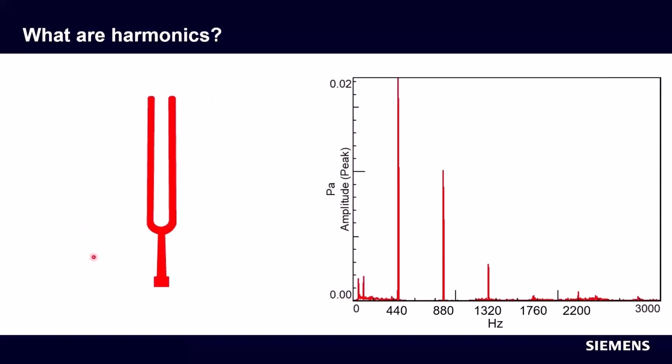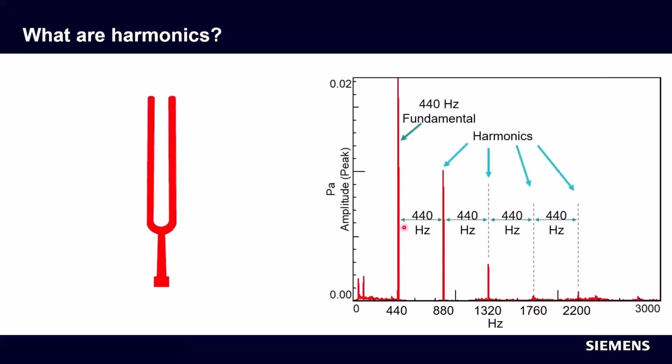So for example, if I have a tuning fork set to 440 hertz and I whack that tuning fork and it vibrates, what I'm going to hear is 440 hertz. But I'm also going to hear all of the harmonics of 440 hertz up to a certain frequency. So for example, here is a spectrum of a 440 hertz tuning fork. I have my peak here, and then I have a harmonic at 880, 1320, 1760, and so on and so forth. These are all multiples of my fundamental frequency.